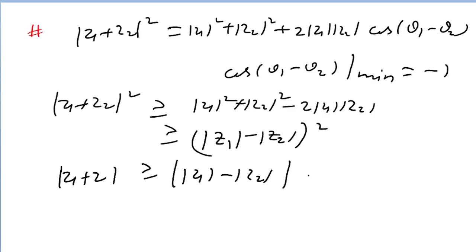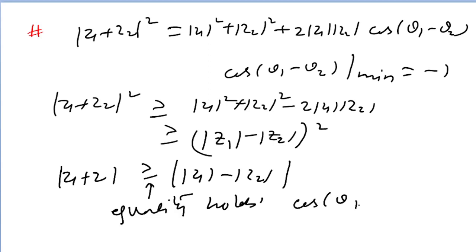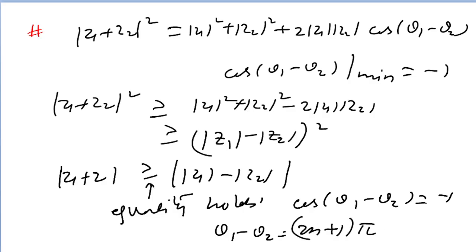And this equality holds. When does this equality hold? Equality holds whenever cos of (theta 1 minus theta 2) is equal to minus 1, or theta 1 minus theta 2 is an odd multiple of pi, so it's (2n plus 1) pi. Whenever it is an odd multiple of pi, cos(theta 1 minus theta 2) will be minus 1.